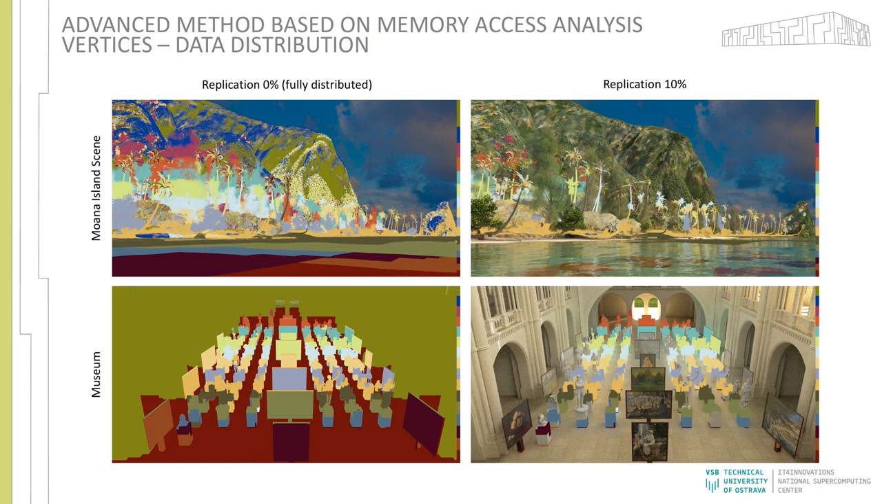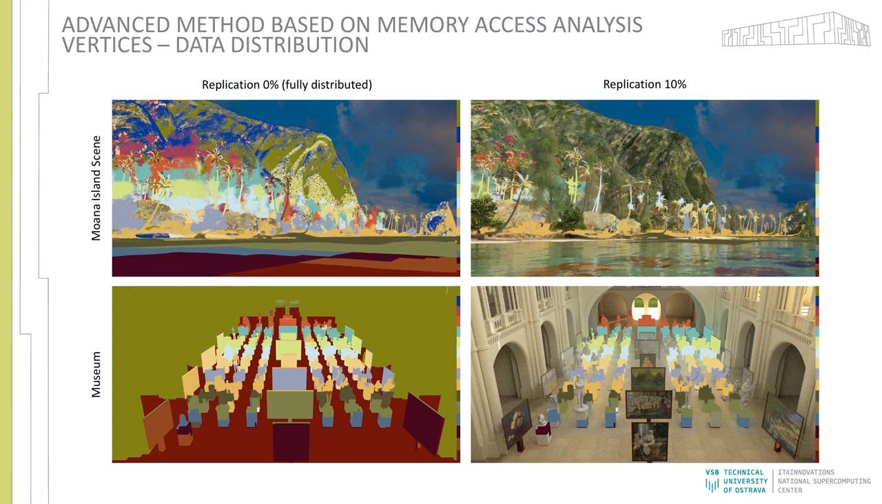On the left, we see an example where the data structure is fully distributed. Each color represents one GPU, and one can see that the colors follow the screen partitioning. The individual partitions are denoted by the bars on the right-hand side of the picture.